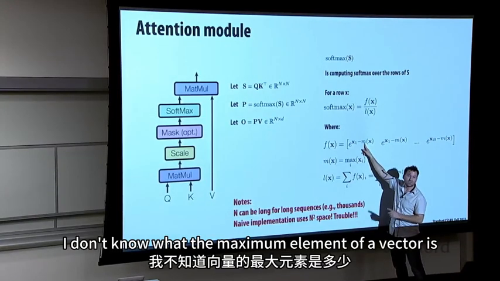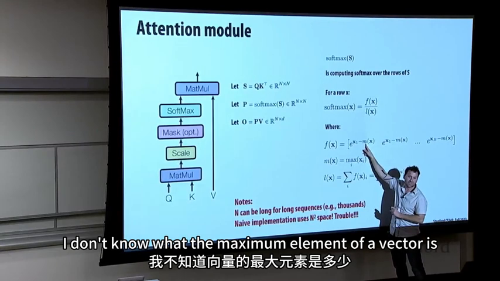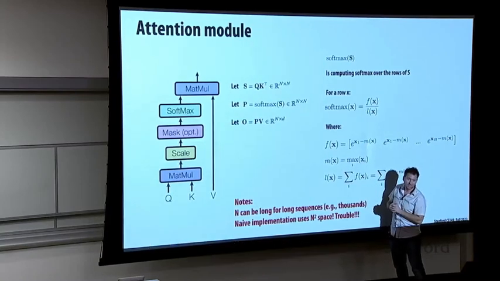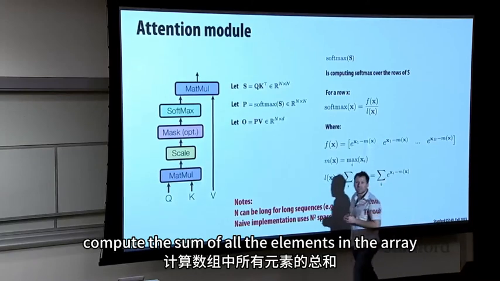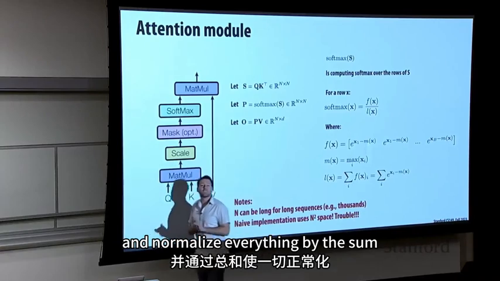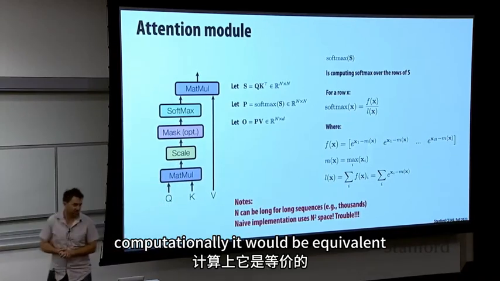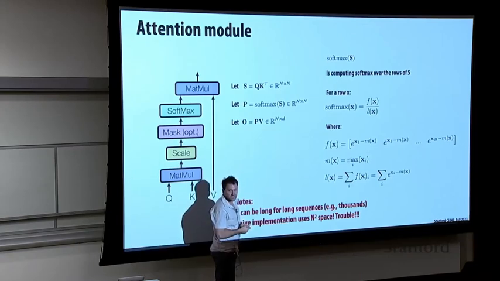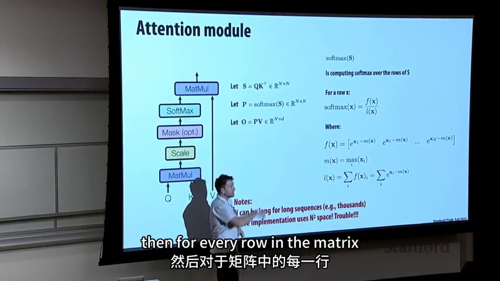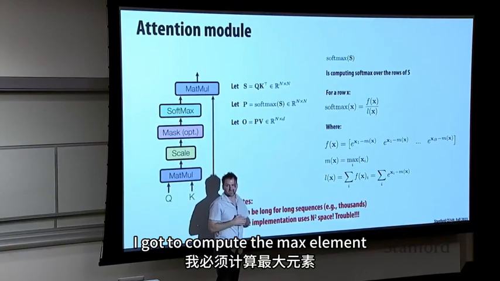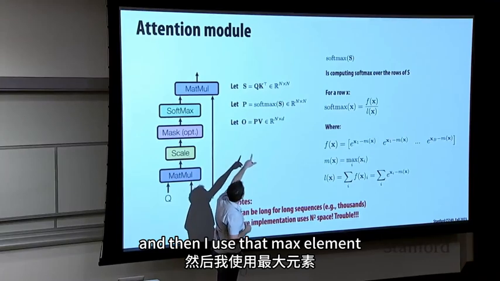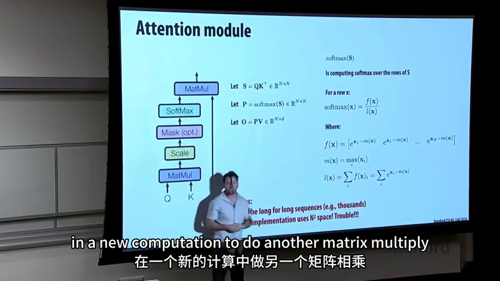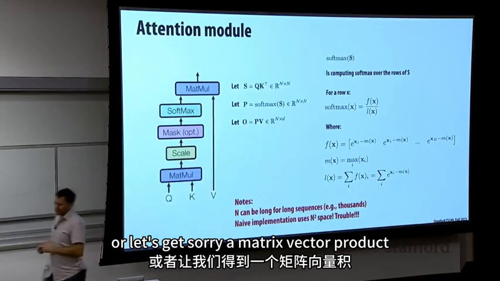That matters because I don't know what the maximum element of a vector is until I've computed the entire vector. So this would be like saying compute the sum of all the elements in the array and normalize everything by the sum. Computationally, it would be equivalent. Okay? So the problem here is I do a matrix multiply. I produce an m by n matrix. Then for every row in the matrix, I got to compute the max element. And then I use that max element in a new computation to do another matrix multiply. Or in this case, sorry, a matrix vector product.